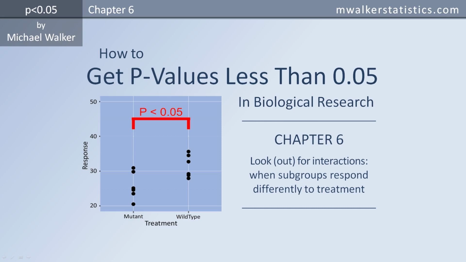How to get p-values less than 0.05 in biological research. Chapter 6. Look out for interactions when subgroups respond differently to treatment.